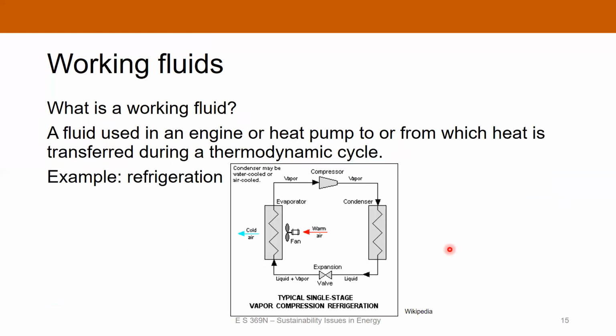Now you can also use carbon dioxide as a working fluid. So what is a working fluid? Well, it is used in either a heat engine or a heat pump to have heat either transferred to or from it during a thermodynamic cycle. So a good example of this is refrigeration. So the way your refrigerator works is, here's the inside of the fridge. You want to remove heat from the inside of your fridge to keep your food cold, right?